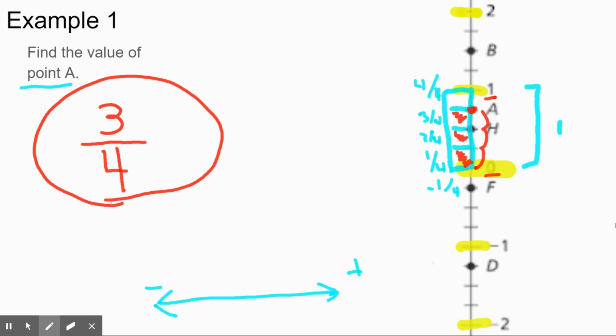Again, your fraction might be different depending on what kind of scale you have. In these 2 examples, and even your suggested practice problems, the scale is just going to be something out of 4. It's going to be going up by 1/4 each line.